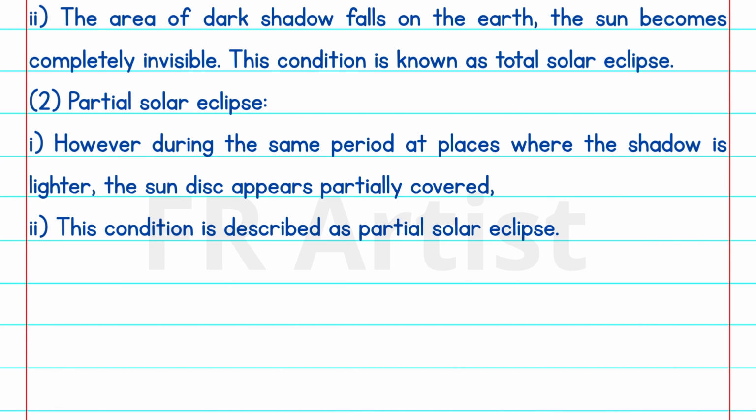Second, partial solar eclipse. First point, however, during the same period at places where the shadow is lighter, the Sun disk appears partially covered. Second point, this condition is described as a partial solar eclipse.